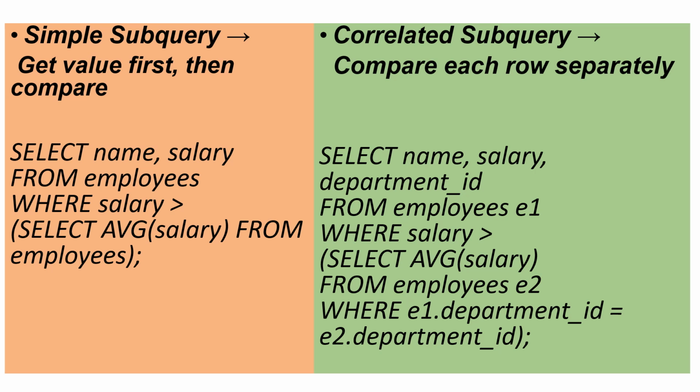Think of it as get value first, then compare. A correlated subquery is evaluated row by row by referring to values from the outer query. In this example, the subquery calculates the average salary for each department, and the outer query selects employees whose salary is higher than their department's average salary.